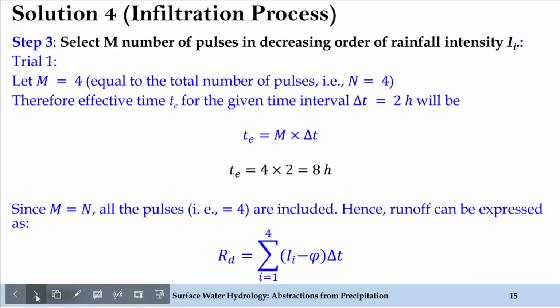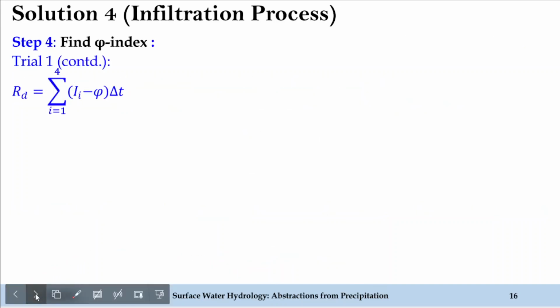Hence, runoff can be expressed using this formula, where RD, the depth of the runoff, is equal to the summation from i equal to 1 to 4, because there are only 4 pulses and we have also considered m as 4, of the intensity of rainfall minus phi, which is the phi index, into delta t. This is the equation to be utilized to express runoff depth. We will be utilizing this in step 4.